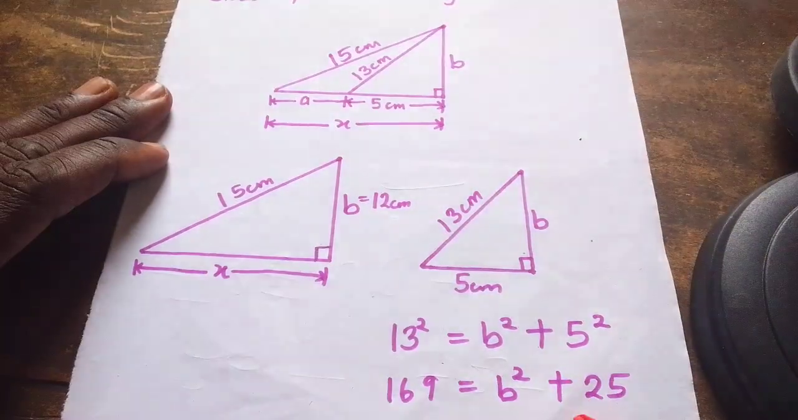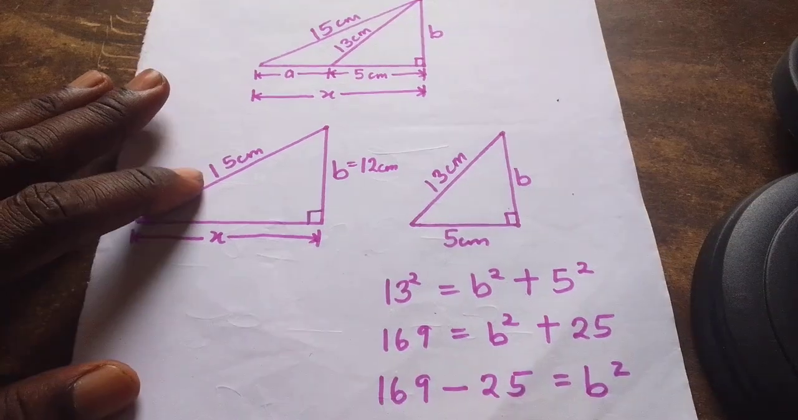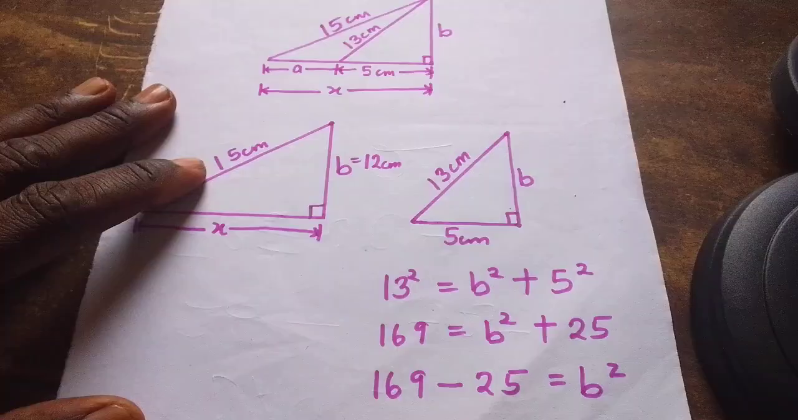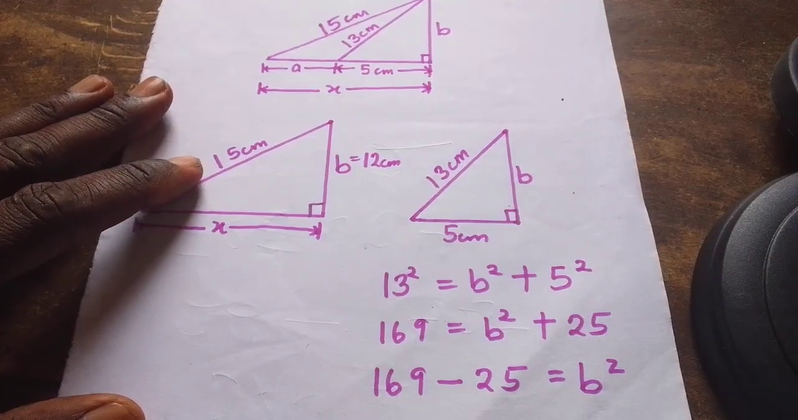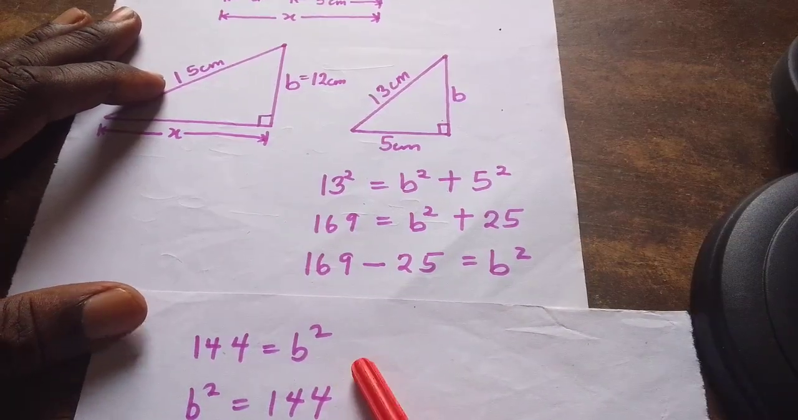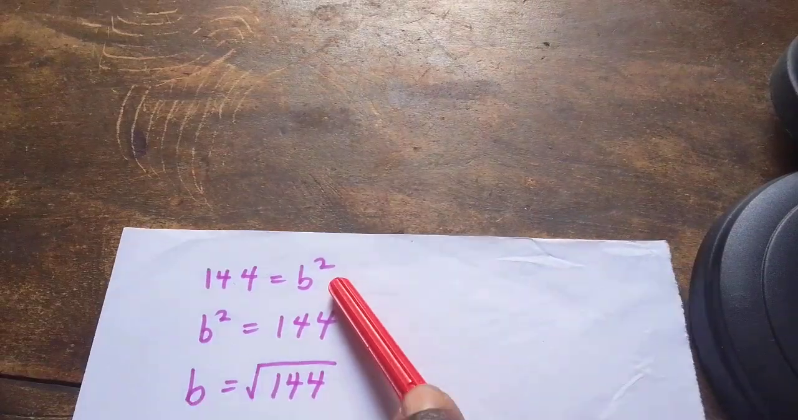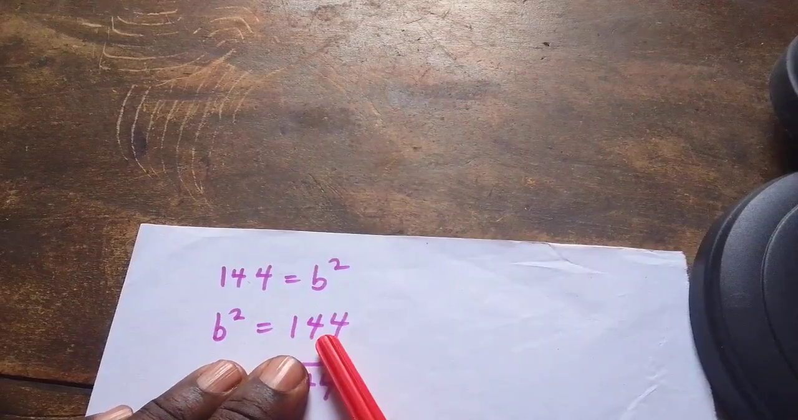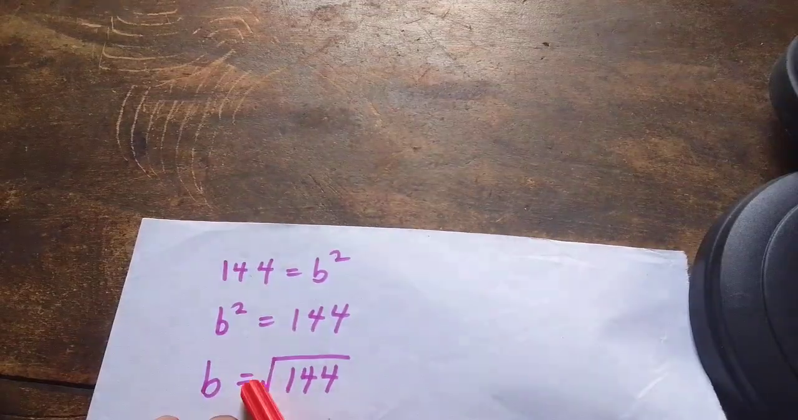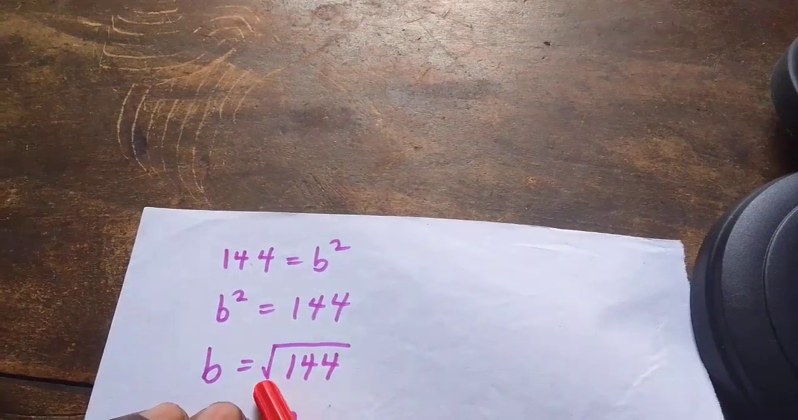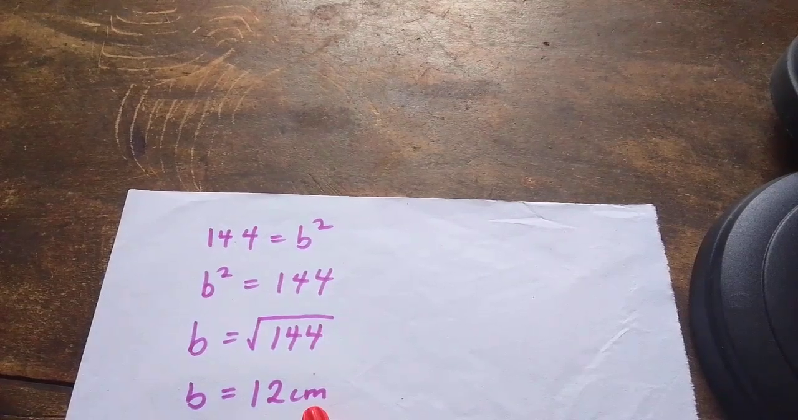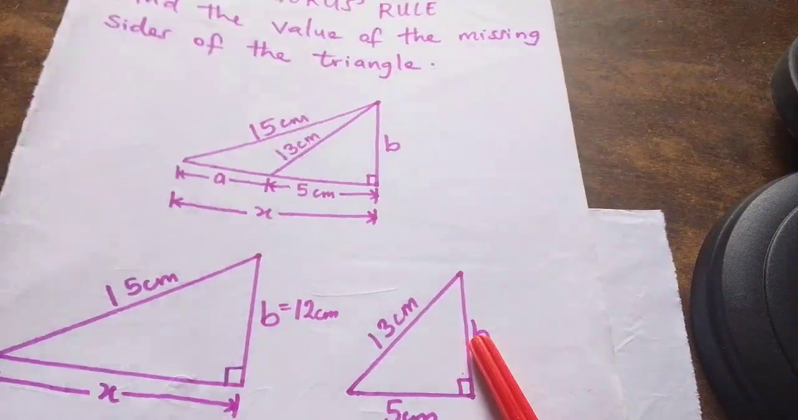If we bring this 25 to this other side, we are having minus 25. 169 minus 25 is equal to b square. 169 minus 25 will be equal to what? 144. So 144 is equal to b square. This is same thing as saying b square equals 144. So to look for b, you now bring this square to find the root of this other side. The square root of 144 is what? 12 centimeter. So that means the value for our b here is 12 centimeter.